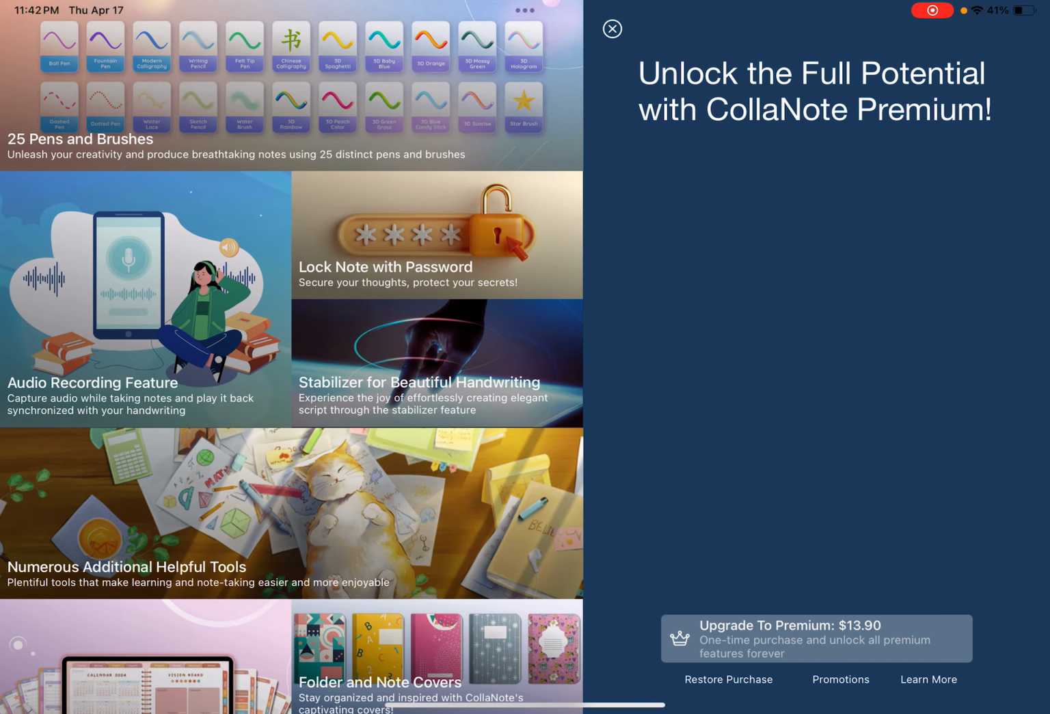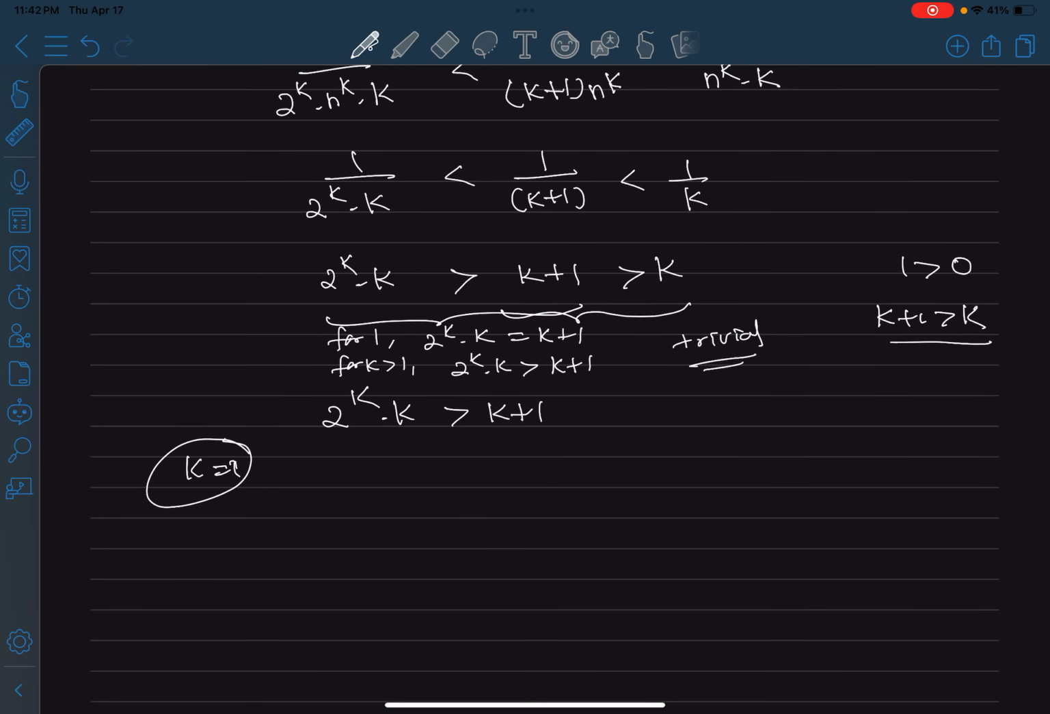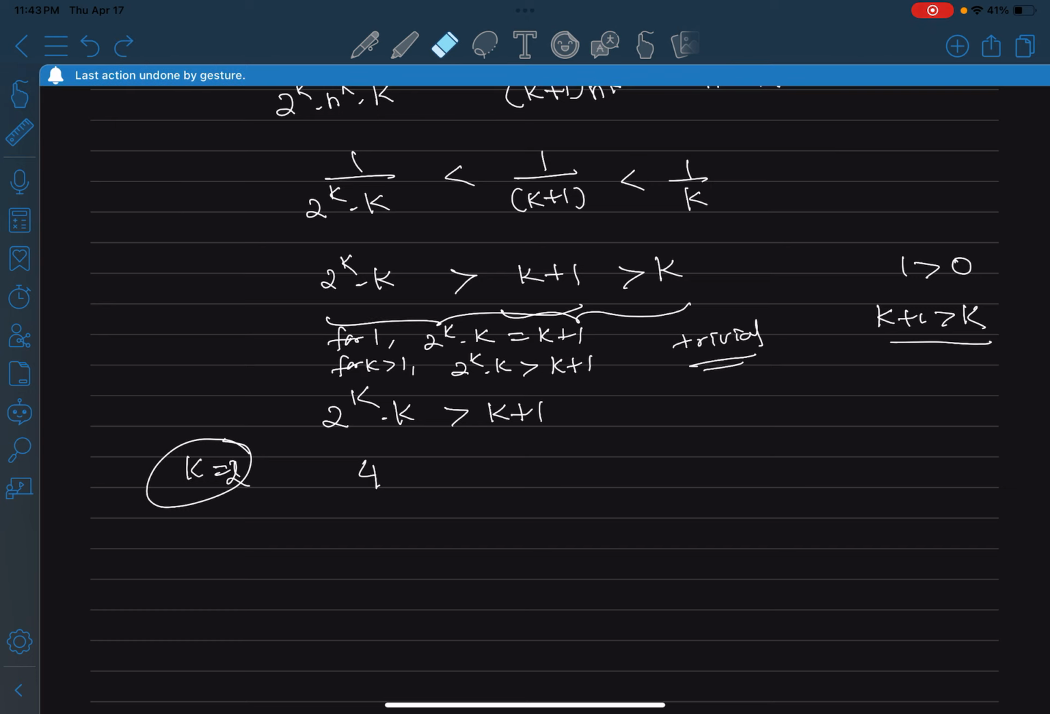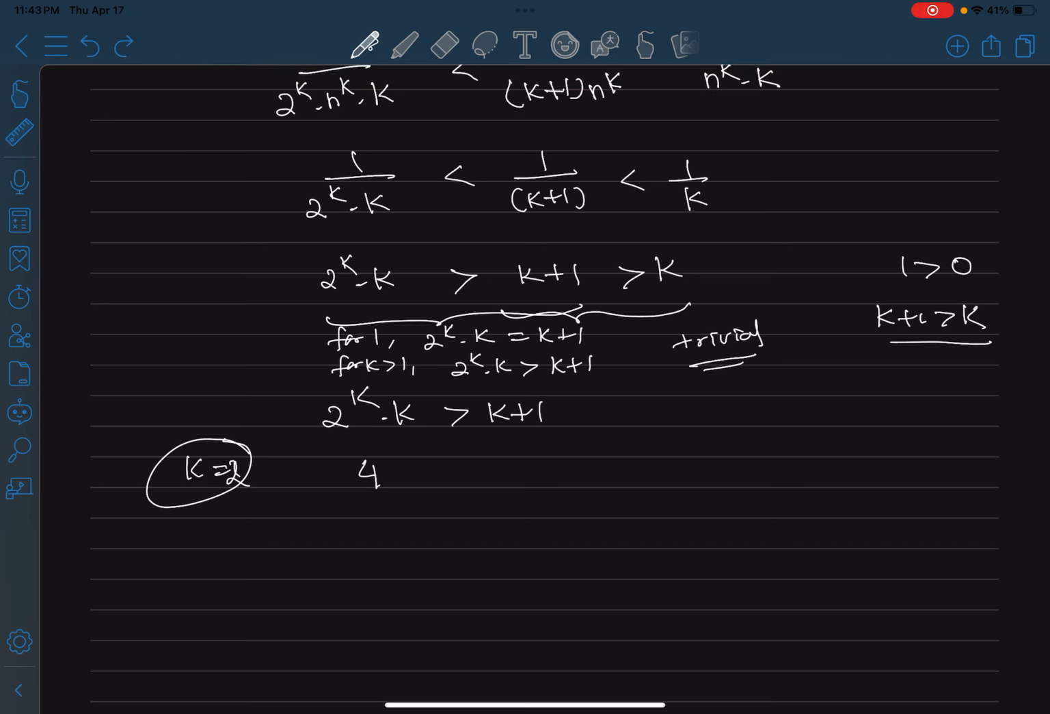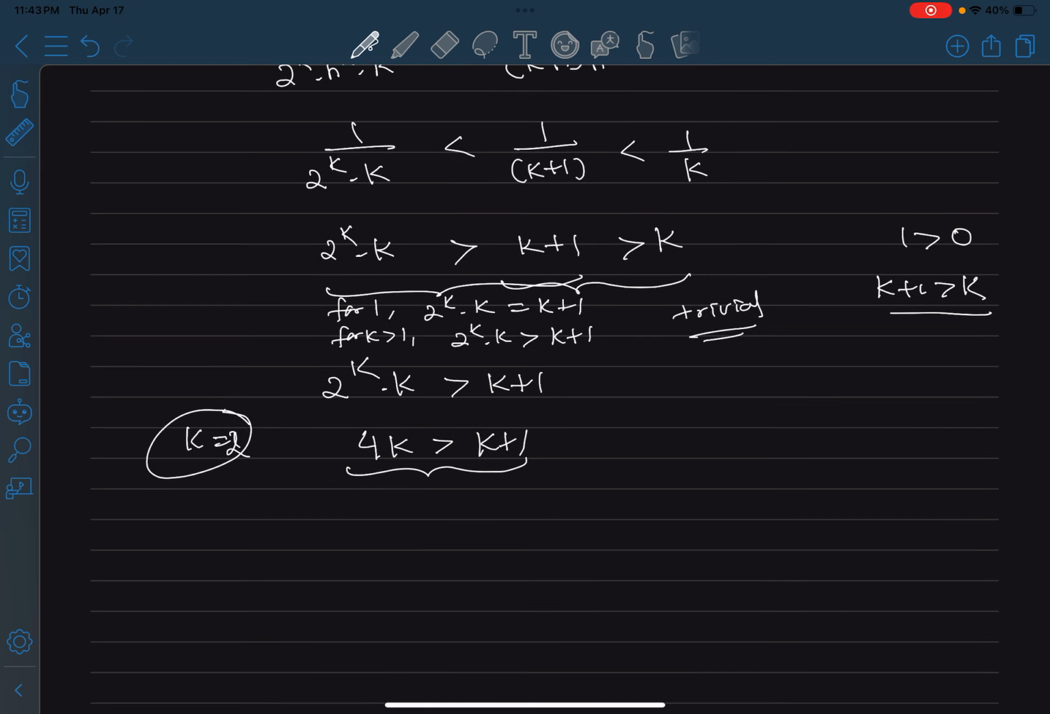Okay, so maybe you want to see for k equals 2. This is just 4. Oh, it's true even for k equals 1 actually. I'm sorry. No, no, it's not. Okay, so for 2, 2 to the power 2 is 4. 4k is greater than k plus 1. So, of course, this is true. You can prove this by induction, right? So that's why this is also true.